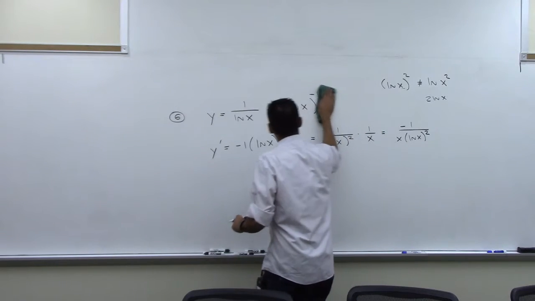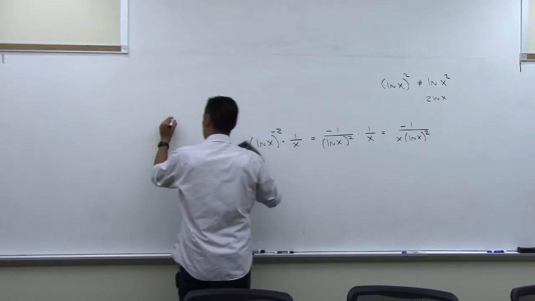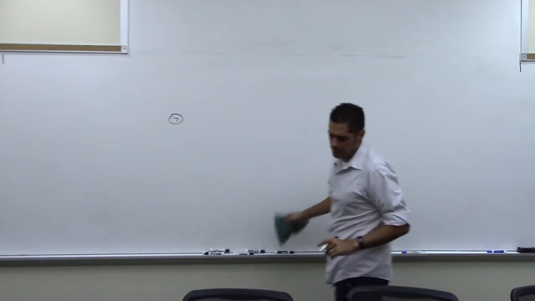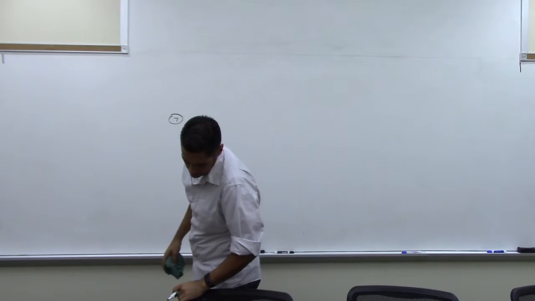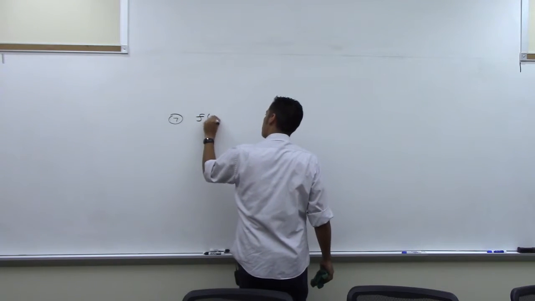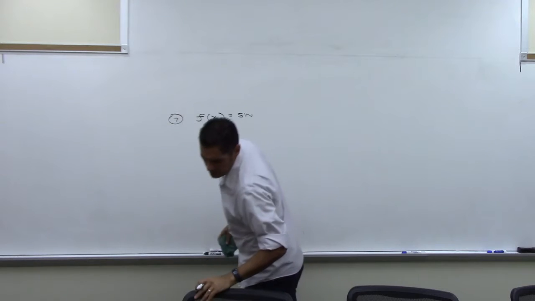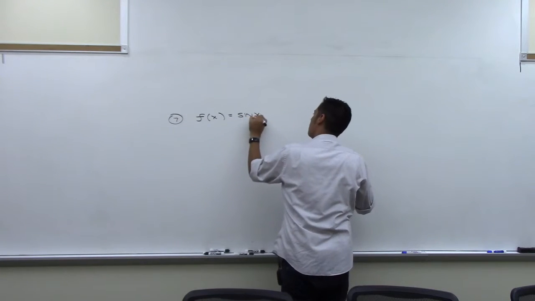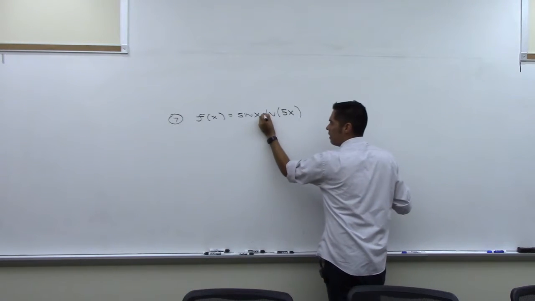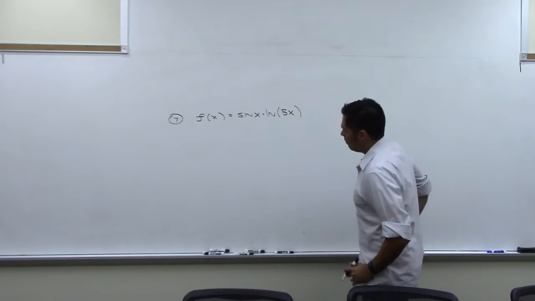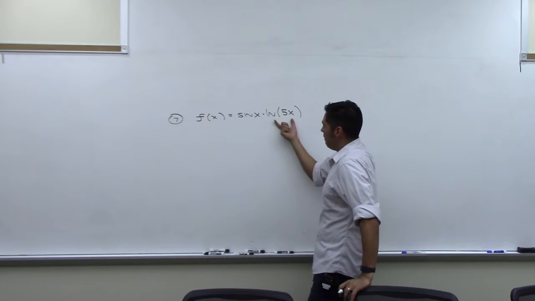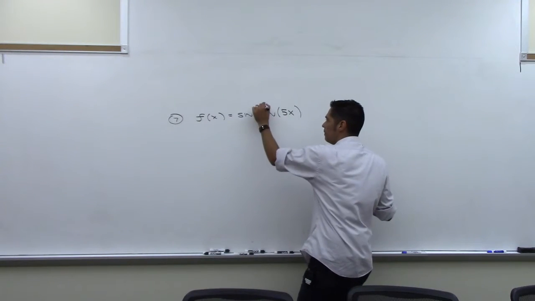All right, number 7. All right, f of x is sine x, natural log 5x. That's the way it's written. So we need to understand that there's a product right here. That's multiplication. It's multiplication of 2 factors. It's sine x times the natural log of 5x. So I'm going to have to apply product rule right here.